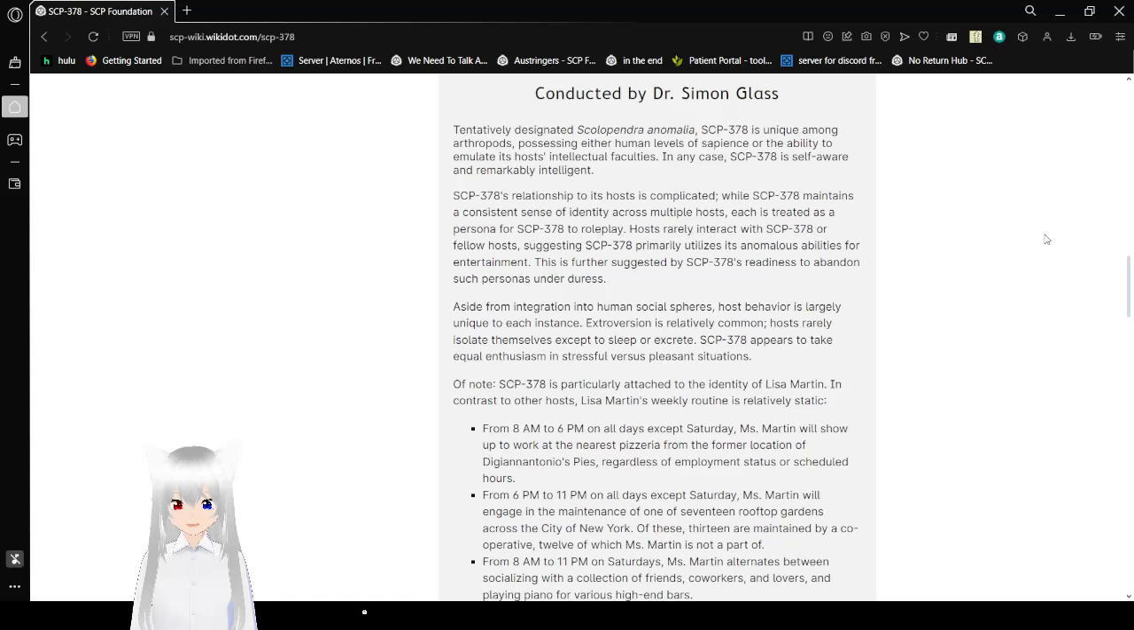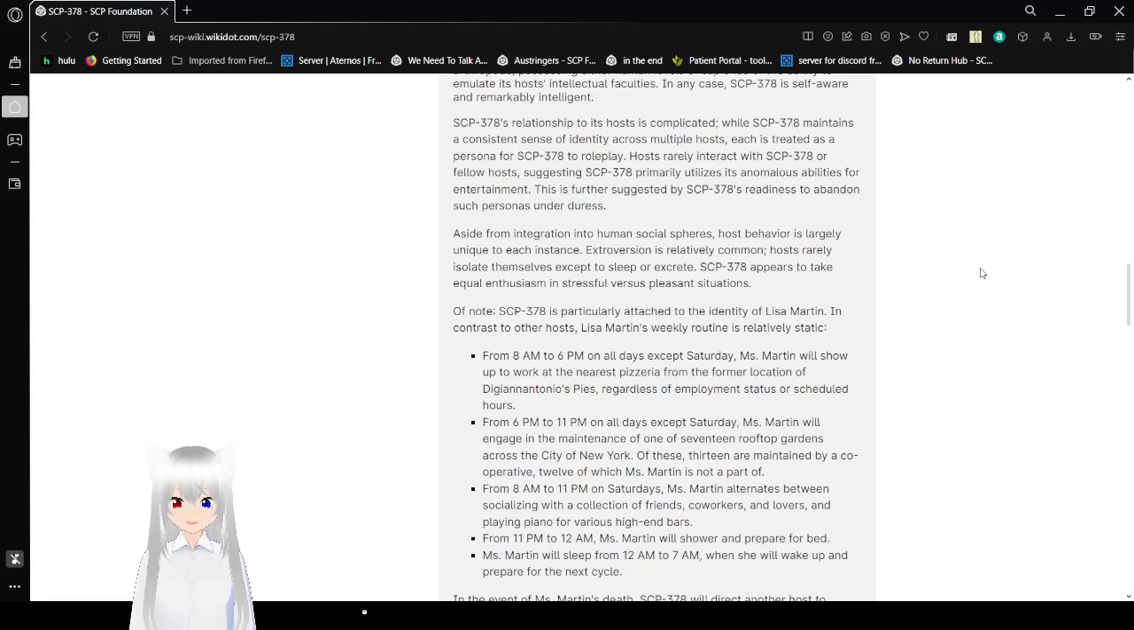SCP-378's relationship to its host is complicated. While SCP-378 maintains a consistent sense of identity across multiple hosts, each is treated as a persona for SCP-378 to roleplay. Hosts rarely interact with SCP-378 or fellow hosts, suggesting SCP-378 primarily utilizes its anomalous abilities for entertainment. This is further suggested by SCP-378's readiness to abandon such personas under duress.